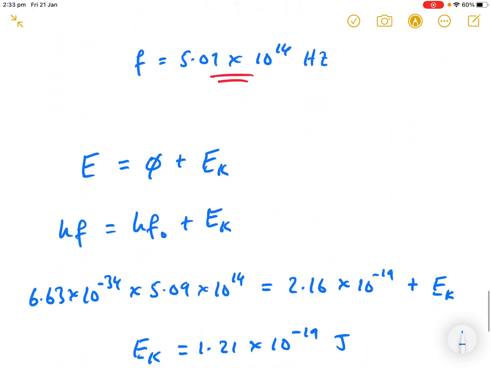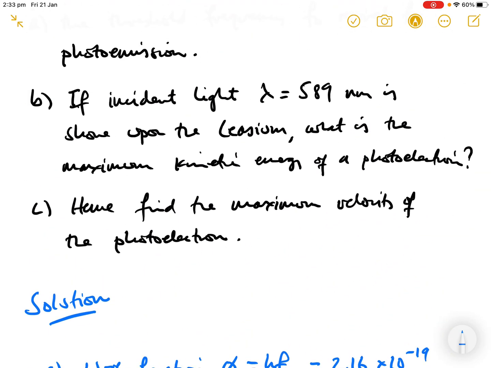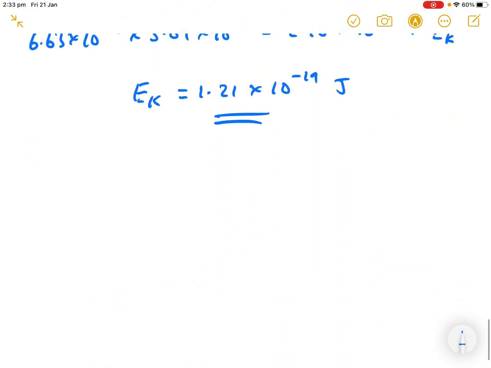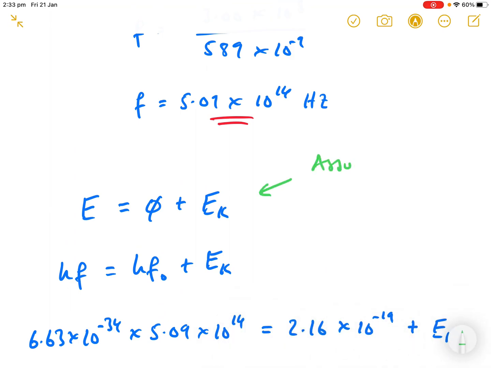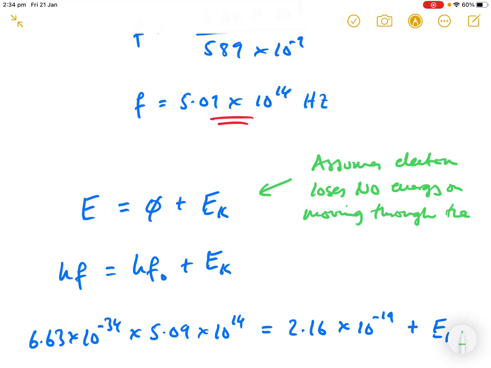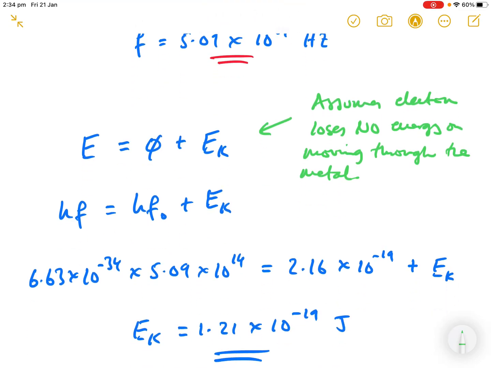Right, the final part was to get the maximum velocity. Well, incidentally, that question said, what's the maximum kinetic energy of the photoelectron? This equation which we use assumes the electron loses no energy on moving through the metal. Now in practice, some electrons don't lose any energy, but quite a number of them do. So there's a spread of energies going from this maximum that we've just worked out, assuming no losses, down to one that's a good bit lower. So that's why it's maximum.